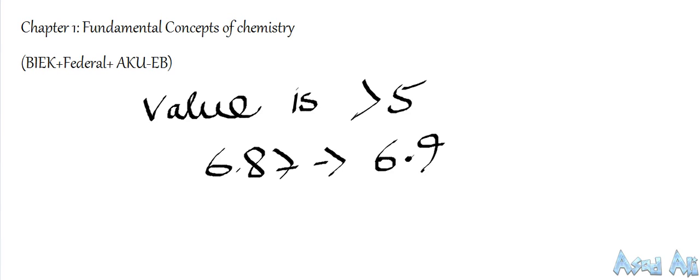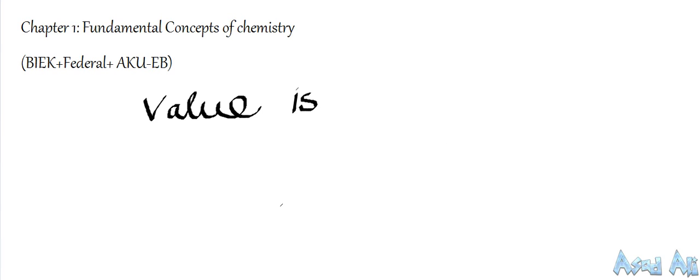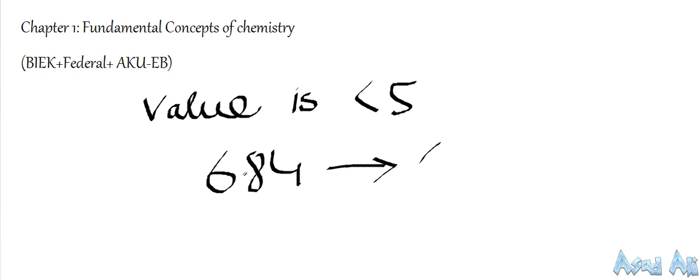Now if the value is less than 5, what will happen? If the value is less than 5, the digit to the left of it will be retained. Like if it's 6.84, then it will be retained at 6.8. So it will round to 6.8.